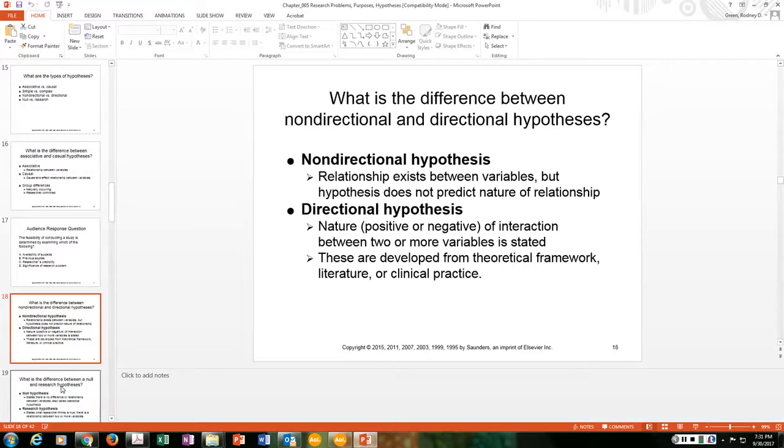What's the difference between non-directional and directional hypotheses? Non-directional hypothesis: a relationship exists between the variables, but the hypothesis does not predict the nature of the relationship. You're probably more familiar with the directional hypothesis, where the hypothesis statement actually states the nature, whether positive or negative, of the interaction between two or more variables. And the hypotheses are drawn from the theoretical framework, literature, or clinical practice.